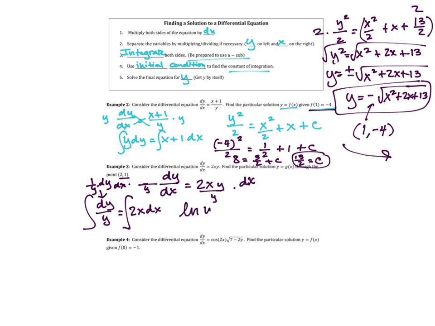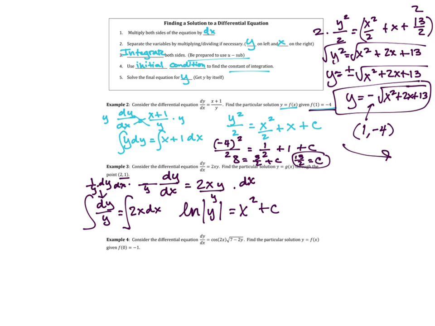Natural log y. And this is going to be the absolute value of y because we cannot natural log a negative number. So natural log of the absolute value of y equals, it'd be 2x squared over 2, so just x squared plus c. And at this point right here, you plug in.